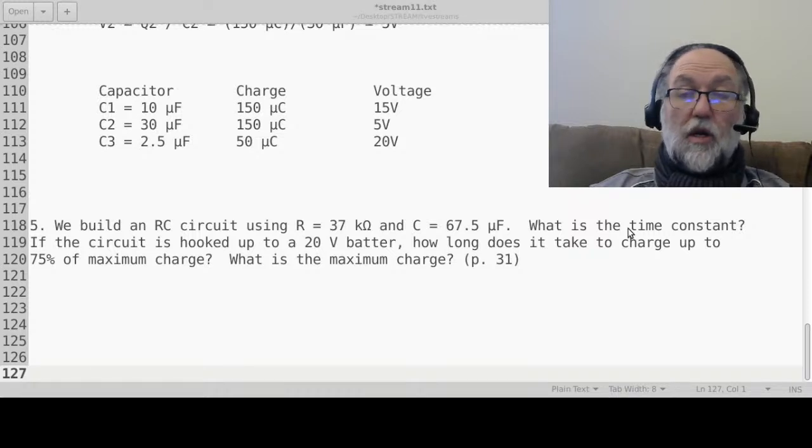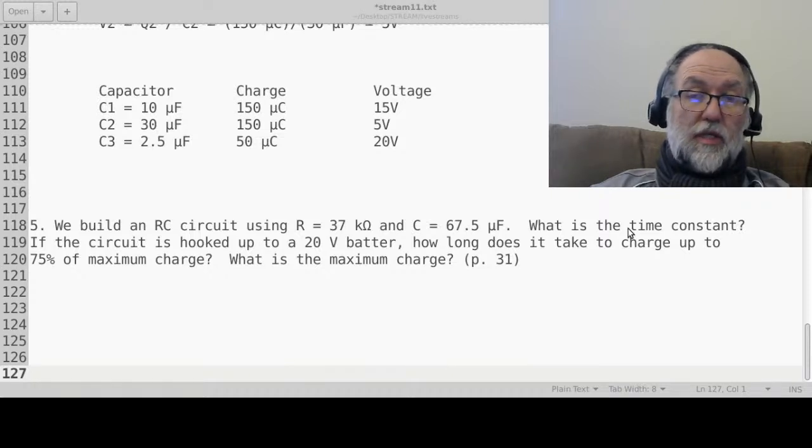Okay, so we build an RC circuit using a 37 kilo ohm resistor and a 67.5 microfarad capacitor. What is the time constant? And the time constant is this characteristic constant, which is in seconds, that says something about how quickly the capacitor either charges up or discharges. Okay, so all right, let's continue.